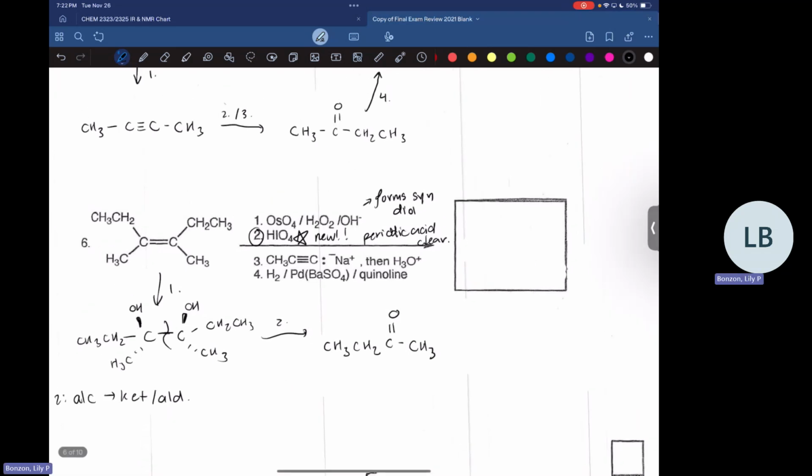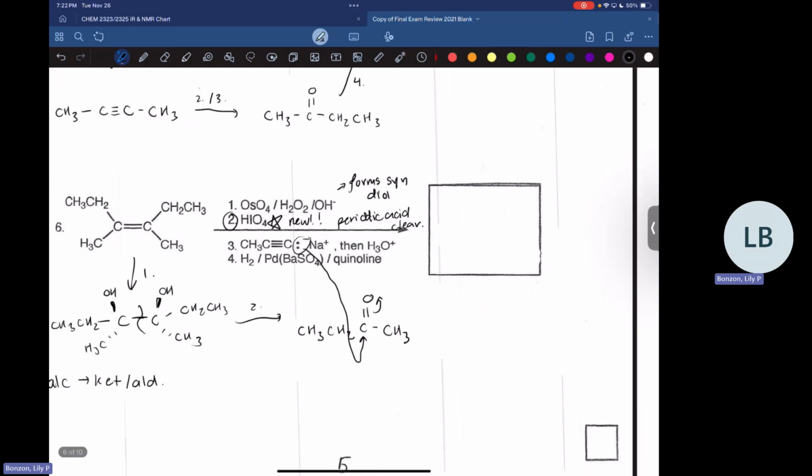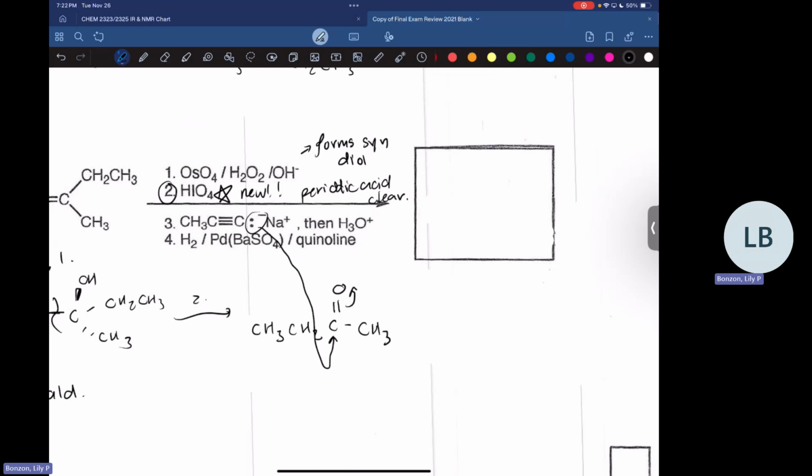So then step 3, we have the acetylide anion. We have this carbonyl group. So the C- is going to come in and attack at that carbonyl, and it's going to kick the double bond oxygen to be an O-, and then our H3O+ will protonate that O- to form the alcohol. So this one is just one of the carbon-carbon bond forming reactions.